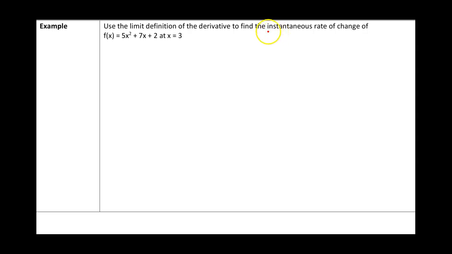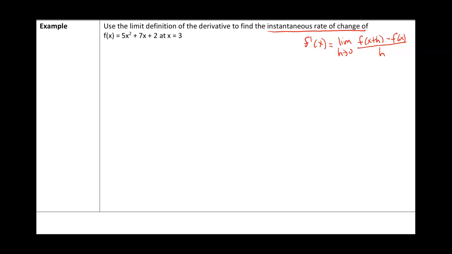Anytime we want to find the instantaneous rate of change, what we're looking for is f prime of x. And that's given by the limit as h approaches 0 of the difference quotient, which is f of x plus h minus f of x all over h. So this is what we're looking for. Instantaneous rate of change is the same as the slope of the tangent line at any given point.